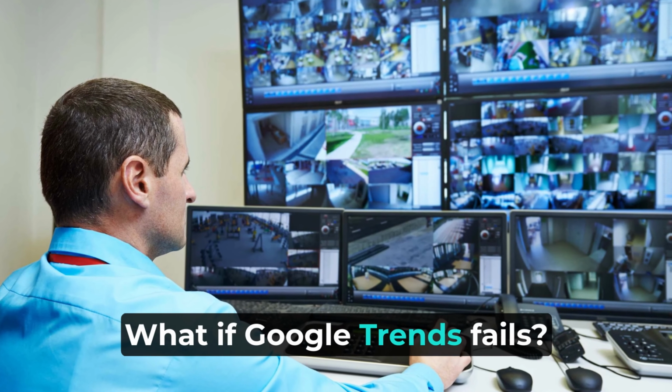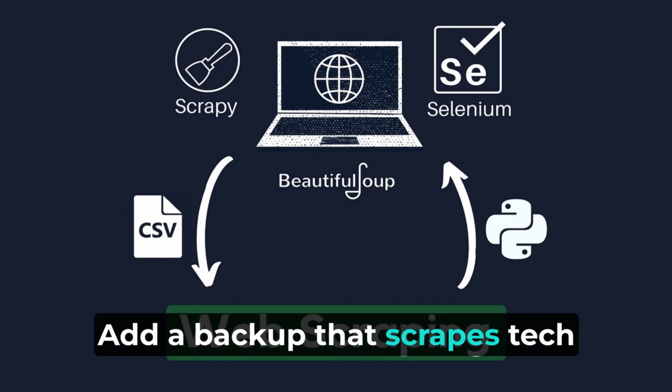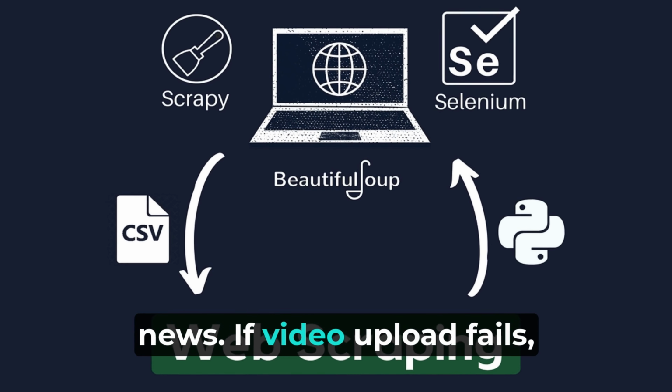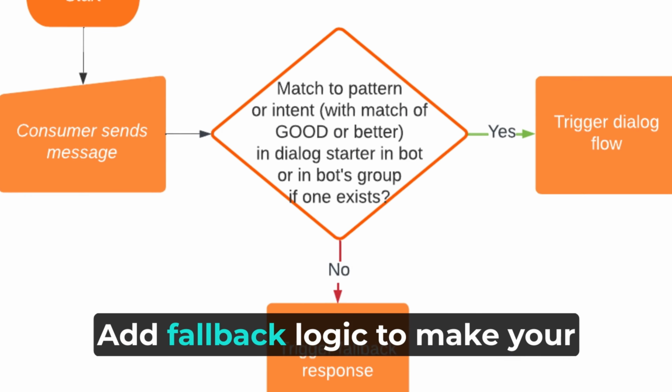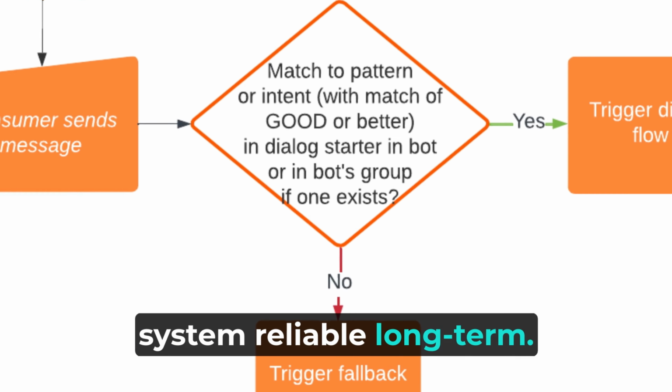Add resilience. What if Google Trends fails? Add a backup that scrapes tech news. If video upload fails, retry after waiting. Add fallback logic to make your system reliable long-term.